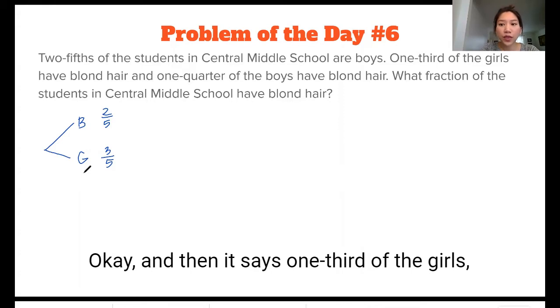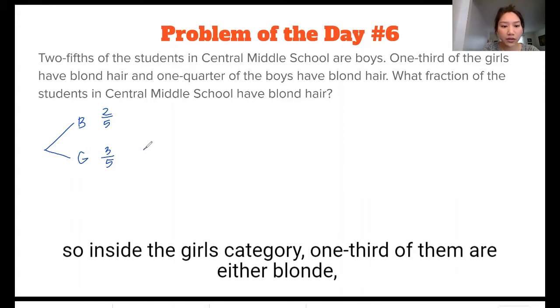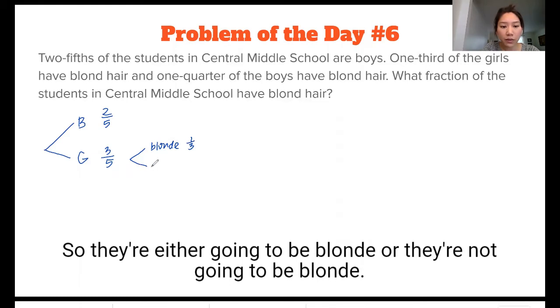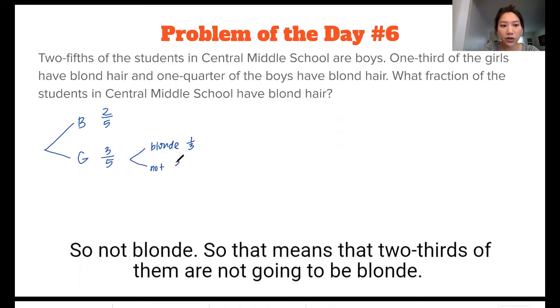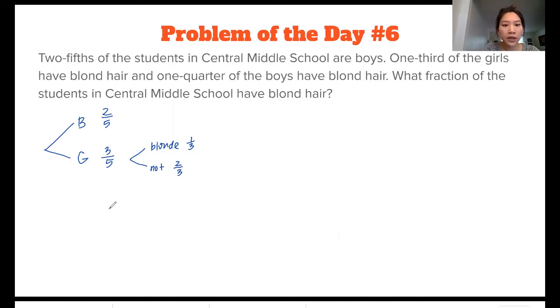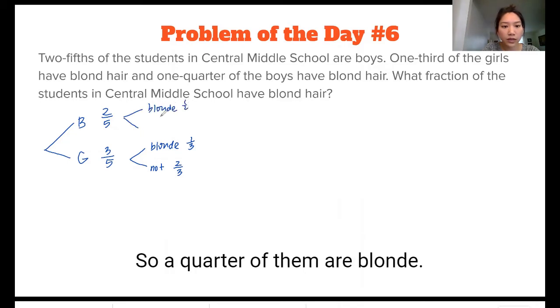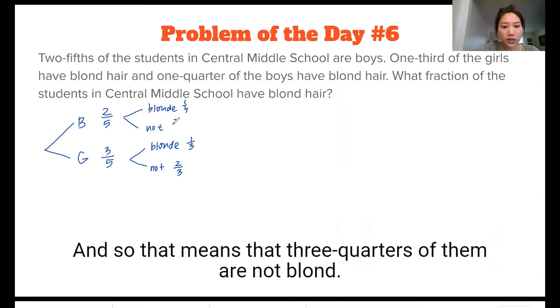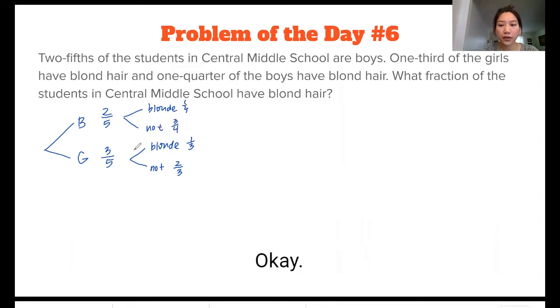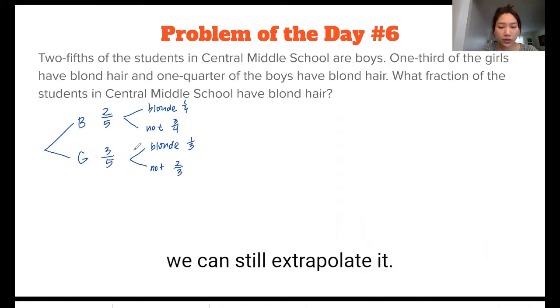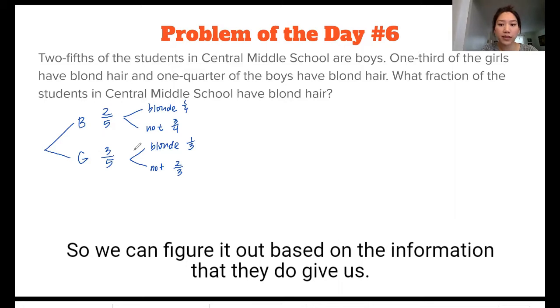Okay. And then it says 1/3 of the girls. So inside the girls category, 1/3 of them are blonde, right? So they're either going to be blonde or not blonde. So that means that 2/3 of them are not going to be blonde. And it says that 1/4 of the boys are blonde, and so that means that 3/4 of them are not blonde. So even though they didn't give us all this other information, we can still extrapolate it based on the information that they do give us.